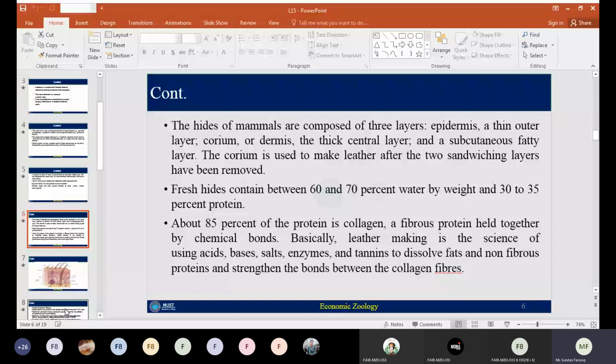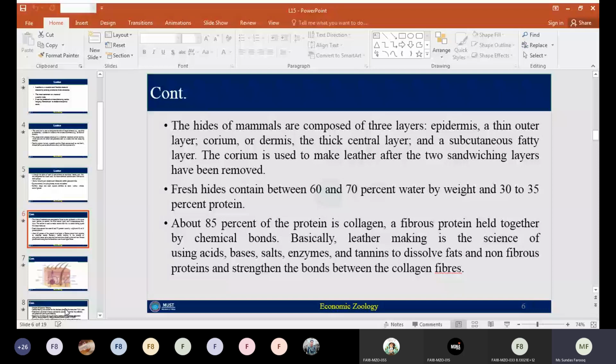It means the maximum constituent of the animal skin is water, and almost 85% of the protein present in the animal skin is collagen protein. Collagen is a kind of fibrous protein that is held together by chemical bonds, and leather making is basically a science of using acids, bases, salts, enzymes, and tannins to dissolve the fats and non-fibrous protein and strengthen the bond between the collagen fibers.